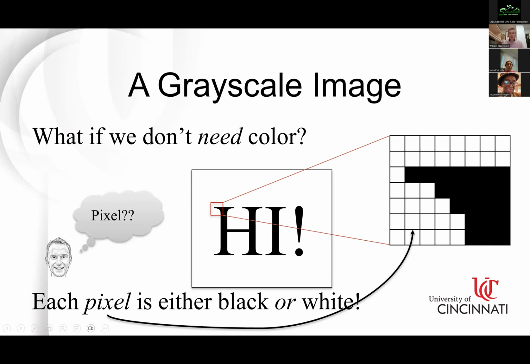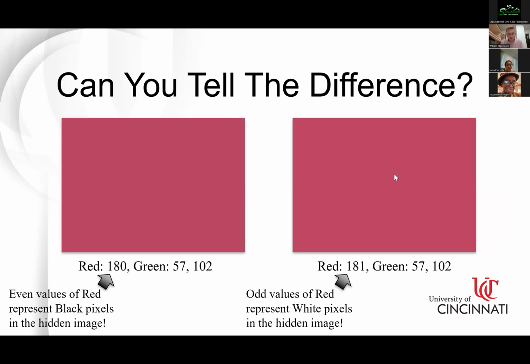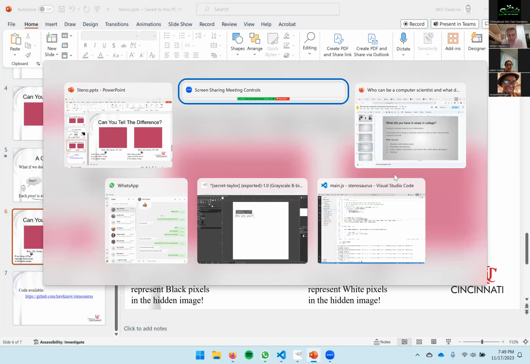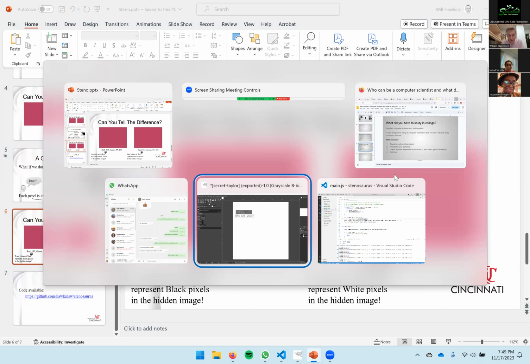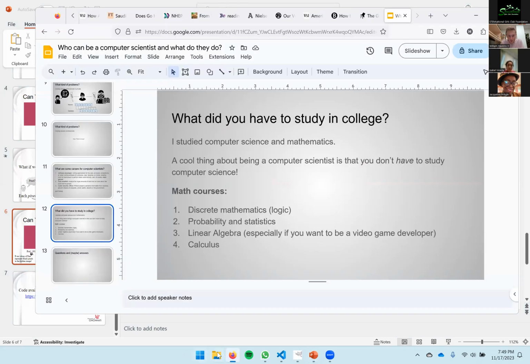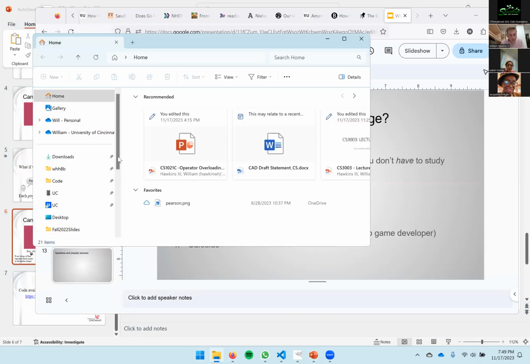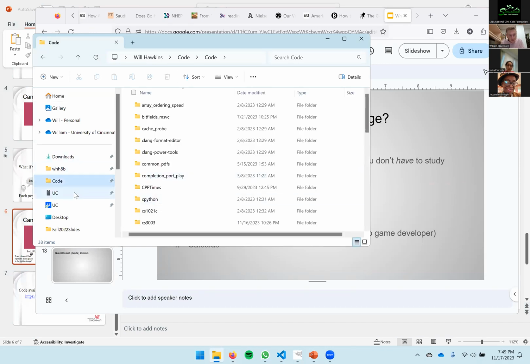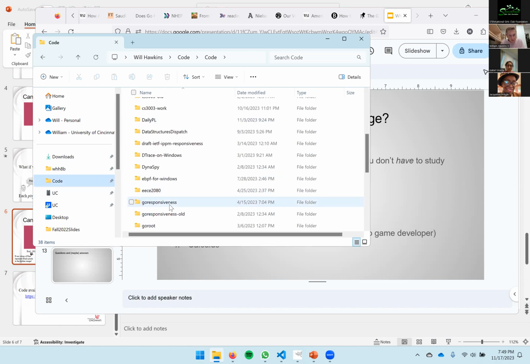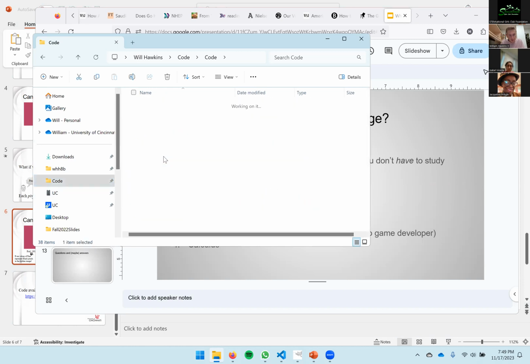All right, so let's take a look at this. Let's see how this works. Well, let's look at an image that we're going to use. And this image is actually going to be the one that we use to hide our data. So let's go here and we will look at here.